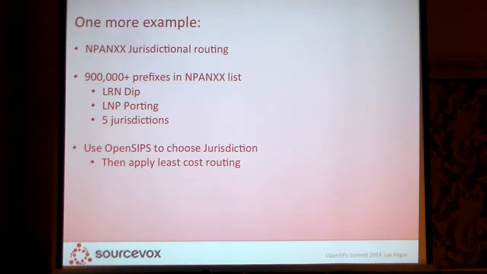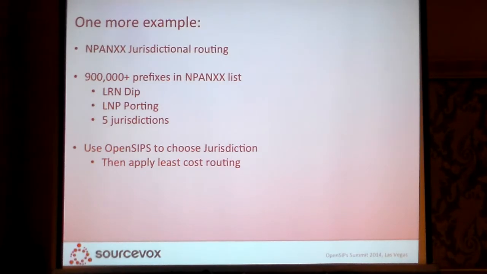We had to put together a really big example of what I've just shown you with the American market. There are 5 jurisdictions and 900,000 plus prefixes for a full NPA NXX list, so you essentially look at 5 billion prefixes in OpenSIPS. In order to identify the jurisdiction, you have to understand whether the numbers are ported. You also have to understand which exchange the call is going to, which involves an LRN dip. You have to basically go away and ask which number this number will terminate to. So there's quite a lot you have to do before you can make a decision about which jurisdiction the call falls in. And once you've made that decision, you have to do some routing against the jurisdiction.